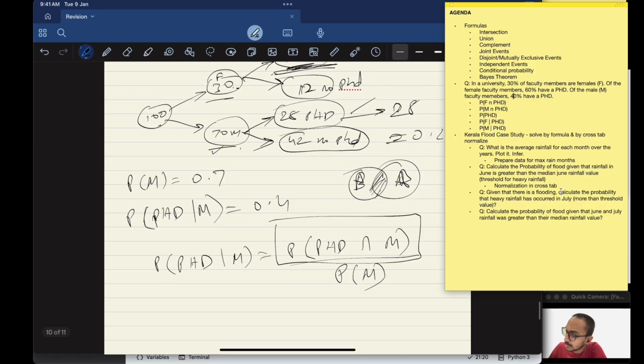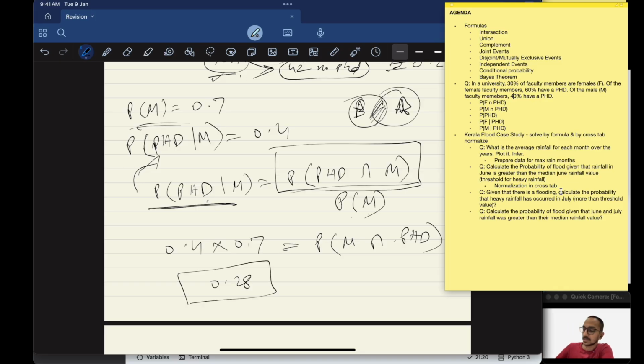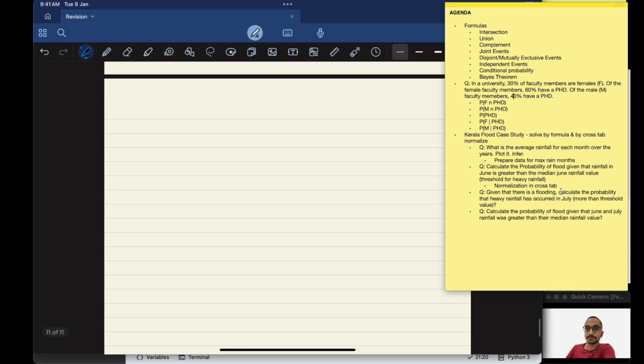So now all we have to do is plug in the values. So we know this one, which is 0.4, we'll multiply by P of M on both sides. That would be 0.7, which is P of M. So that is our 0.28. Right, so that's how you solve this.